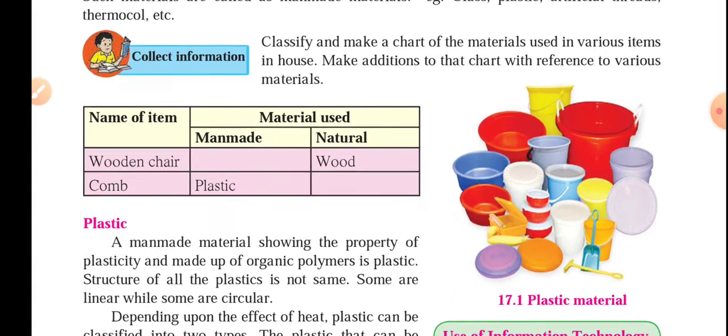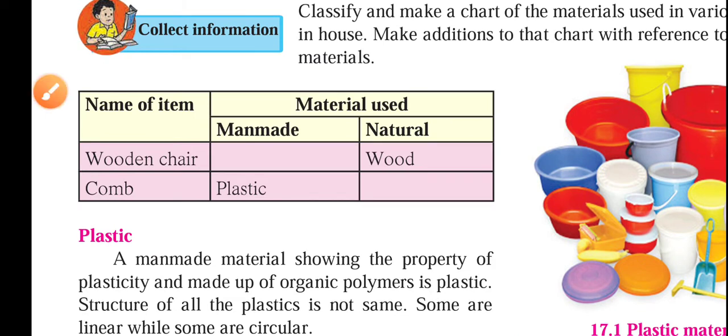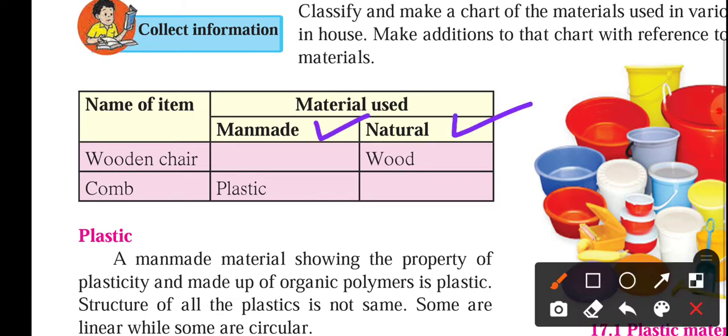When we talk about the materials used, we can classify them into two different categories. One is man-made material and one is natural. Natural is obvious, everyone knows: the materials which are naturally occurring, like wood, stone, minerals, they all are called natural materials. And plastics, glass, this kind of materials are called man-made materials.